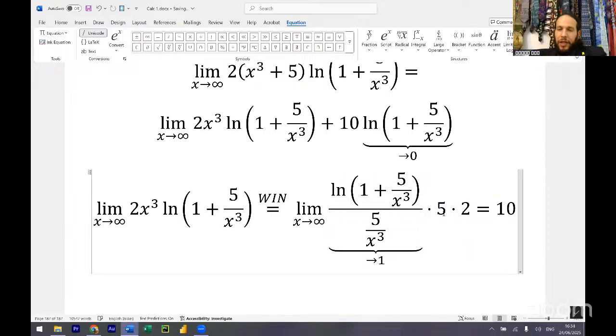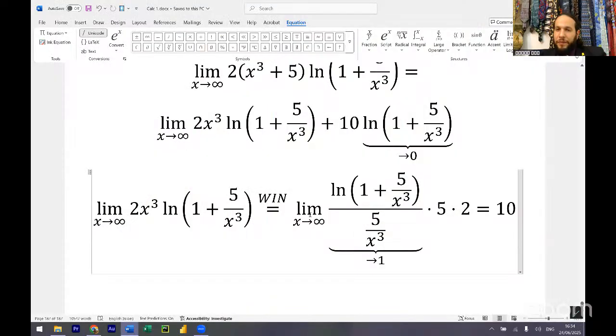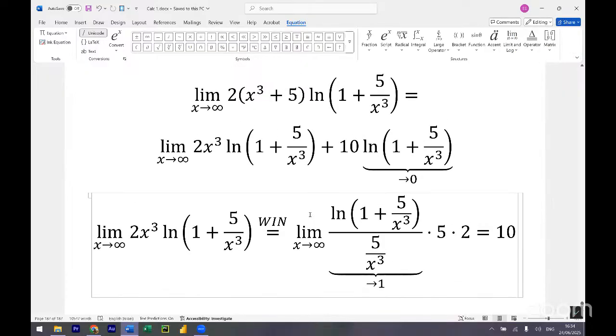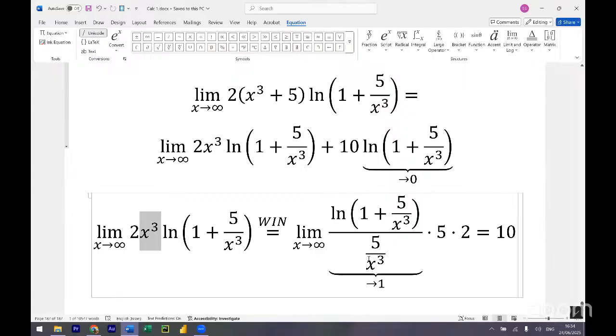And now you can see why the whole limit is -5, because this part goes to 10, -15, it's altogether -5. Agreed? I'm still not fully understanding where the x to the power of 3 went, because you have 2x to the power of 3. Yeah, the x to the power of 3, I moved it to the denominator. So okay. Yeah.